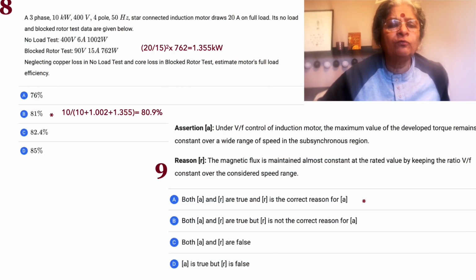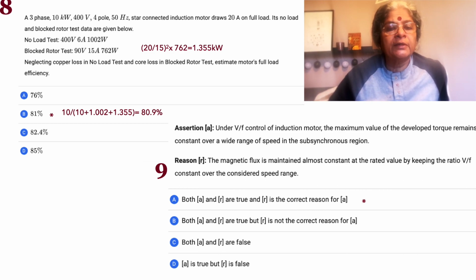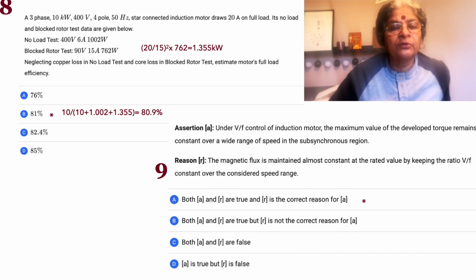Okay, so let's look at the eighth problem. A three phase 10 kilowatt, 400 volt, 4 pole, 50 hertz star connected induction motor draws 20 amps. Okay, so it is 50 hertz and 4 pole, 1000 rpm. Its no load and blocked rotor tests are given below. No load test is at 400 volt. It draws 6 amps as the magnetizing current, and the stator loss is 1002 watts.